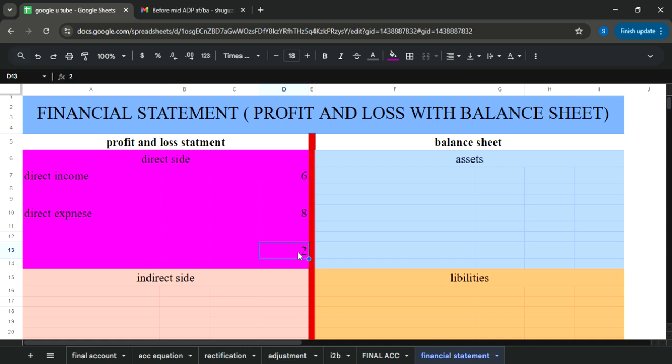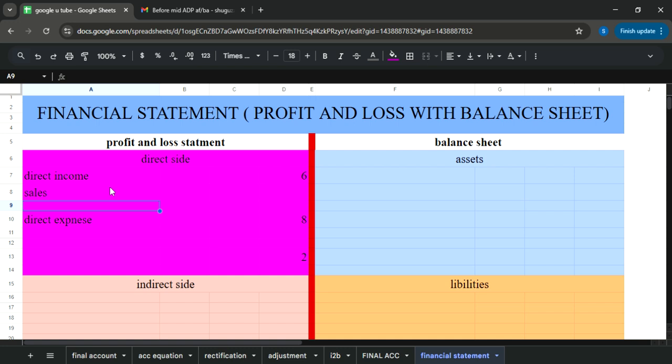You may put a sign of minus or you may put brackets, but ultimately if your income is less and expenses are more, it means it's your loss. Now for direct income, what elements will you write? Direct income means you will sell your commodities, and finally this sale would be considered as your income.